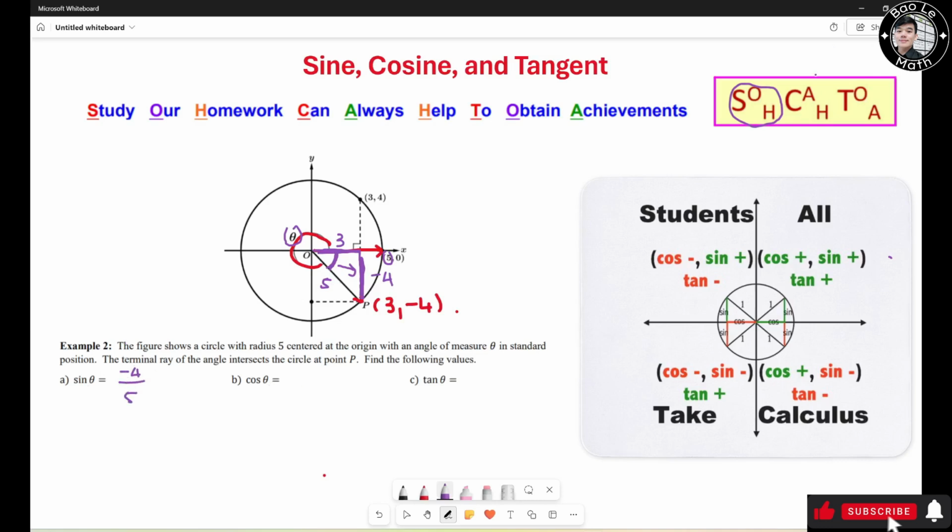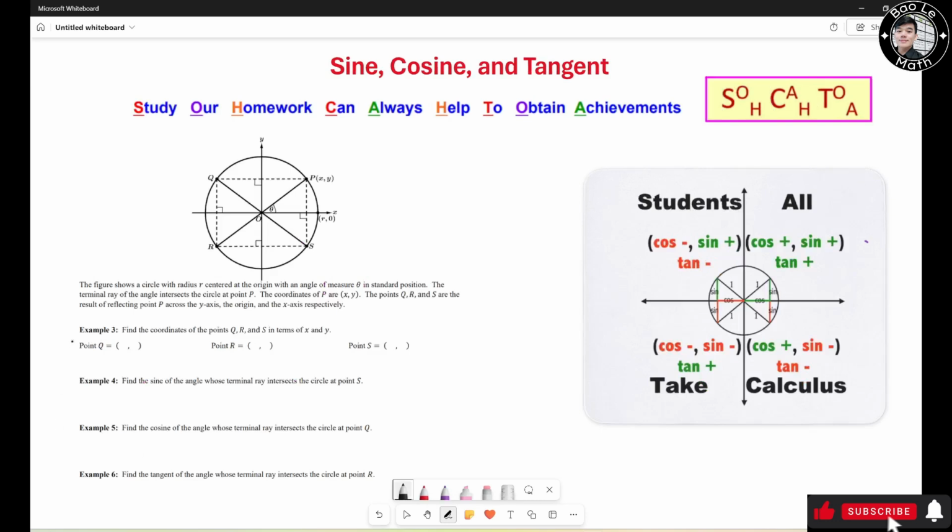Now, cosine is going to be adjacent over hypotenuse. Adjacent means 3, so it's 3 over the hypotenuse, which means phi. Now, tangent theta is going to be opposite over adjacent. Opposite means -4, adjacent means 3. So it should be -4 over 3.